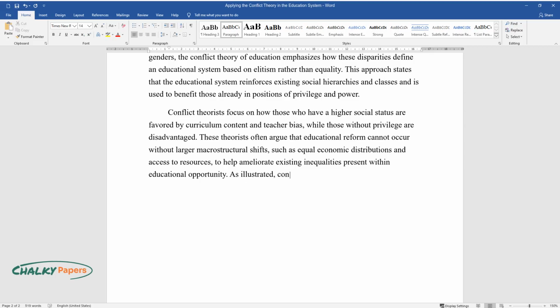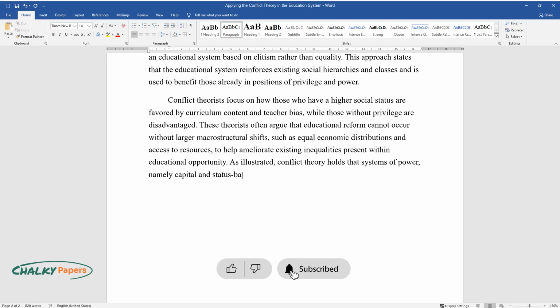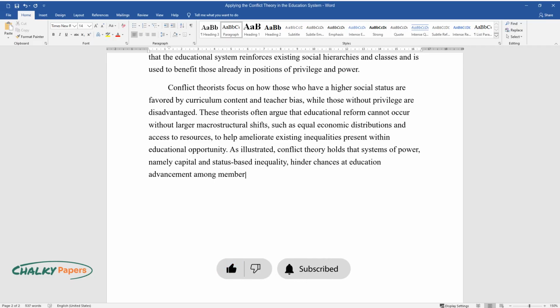As illustrated, conflict theory holds that systems of power, namely capital and status-based inequality, hinder chances at education advancement among members of society.